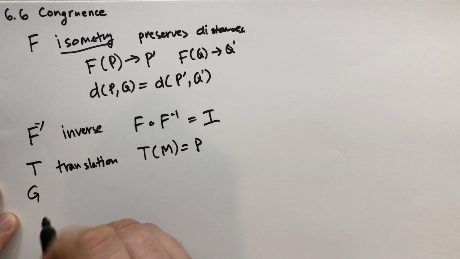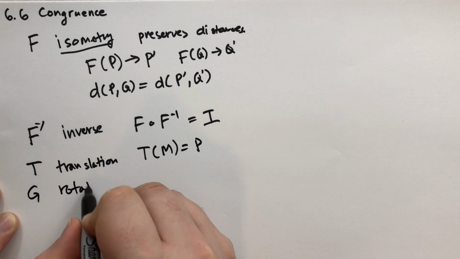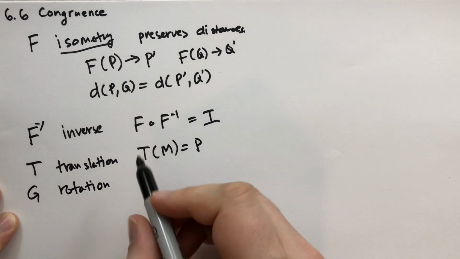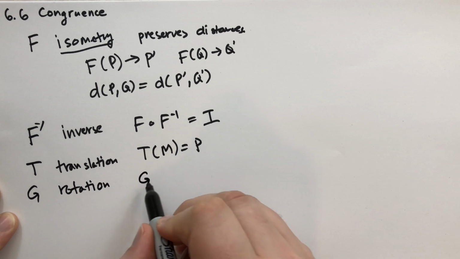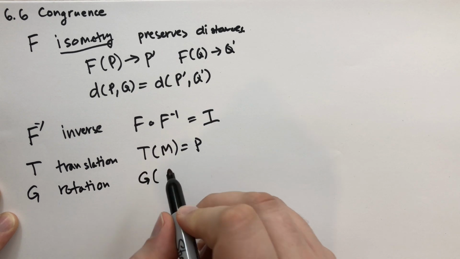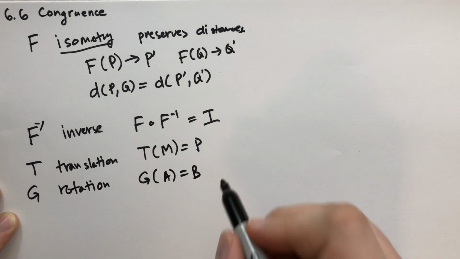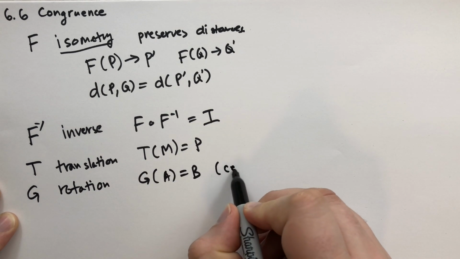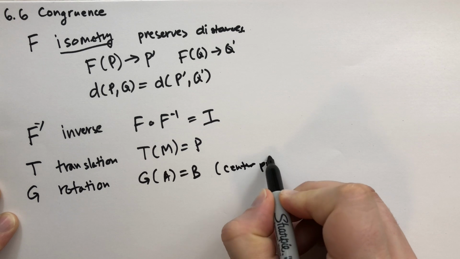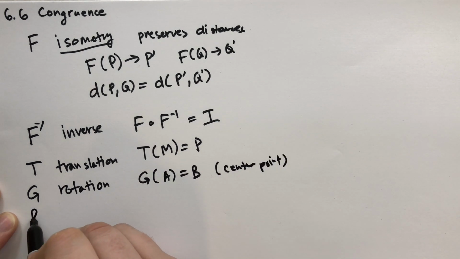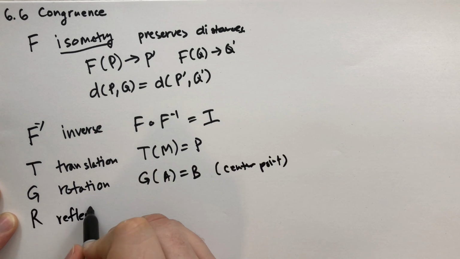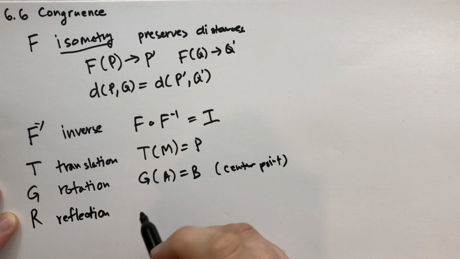We also have rotations. And rotations go around a point. Again, they're unique. So if you say G takes some point, let's say A, and that goes to B, then that uniquely identifies the rotation. You also need to have some kind of center point that you're rotating around. And finally, we have reflections R. And reflections go through a line.